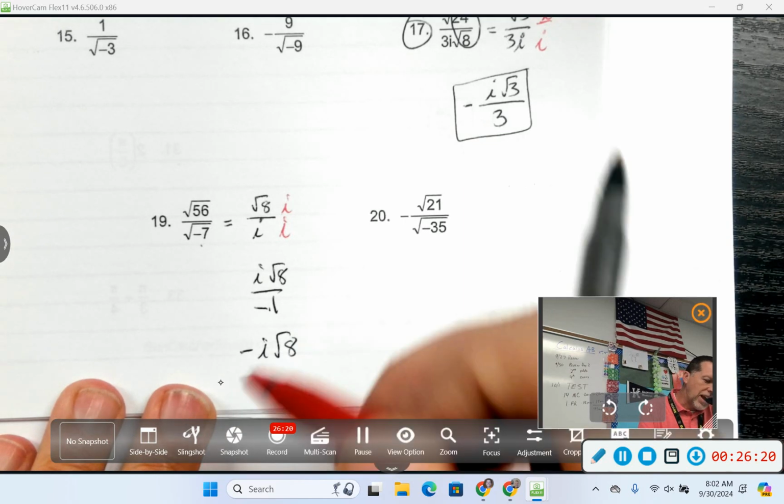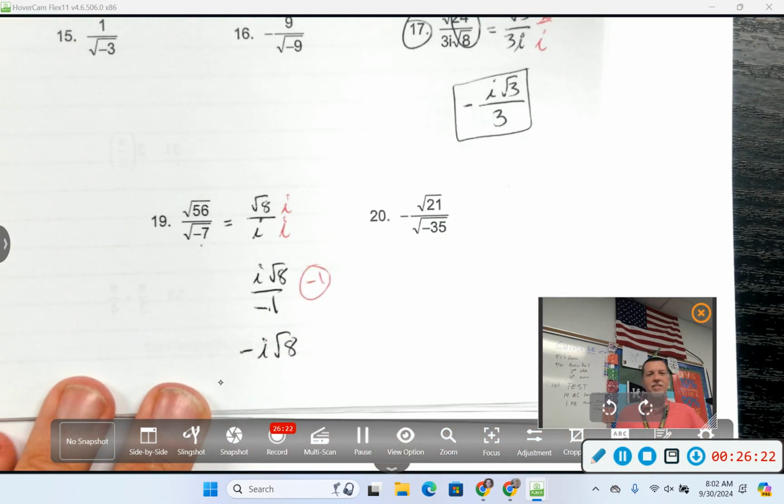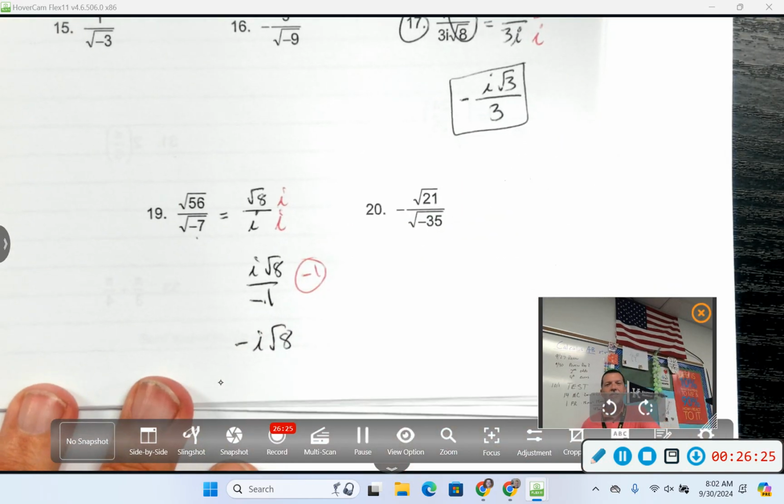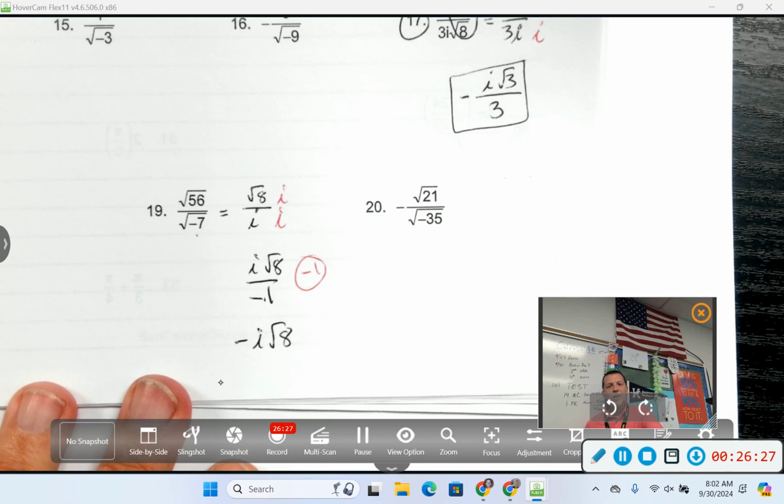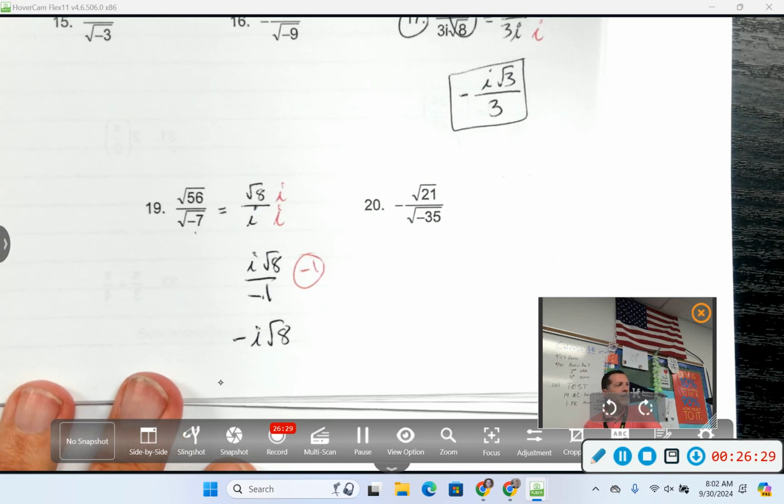Let me just say it now. If you leave that, I'm going to take off 1 because that annoys me if you put something over -1. So -1 for annoying Mr. Wolf.